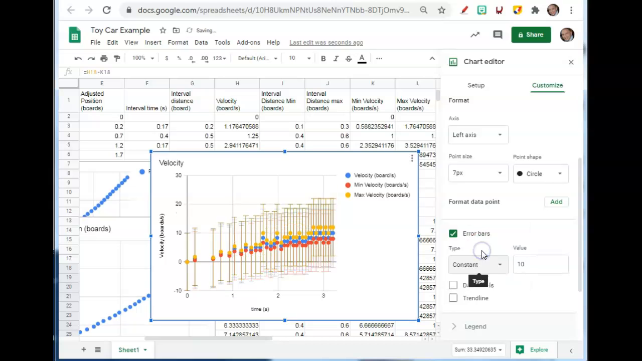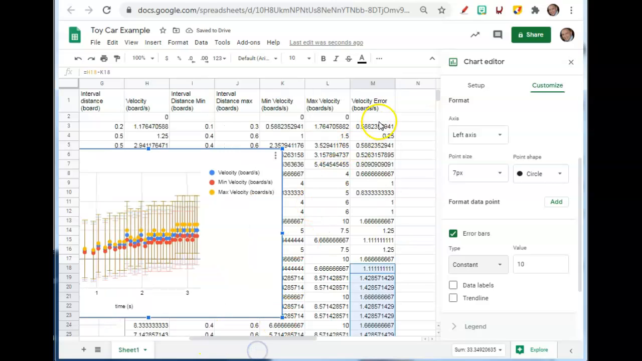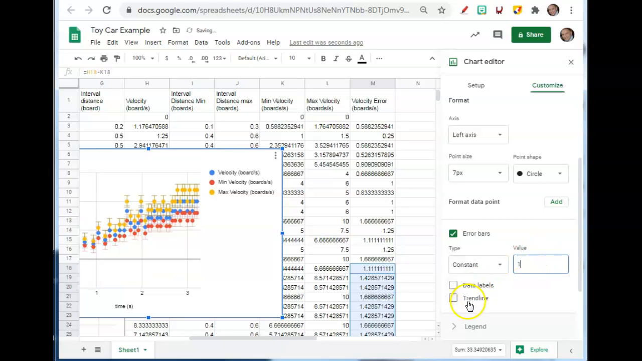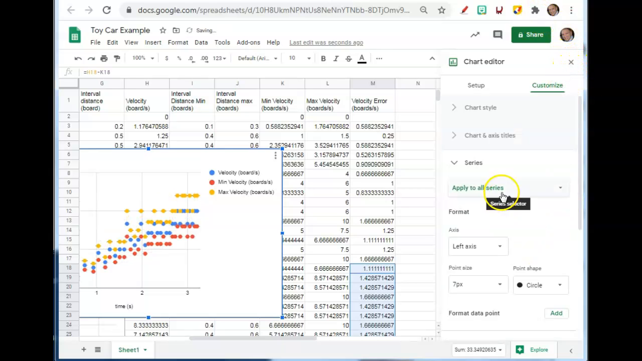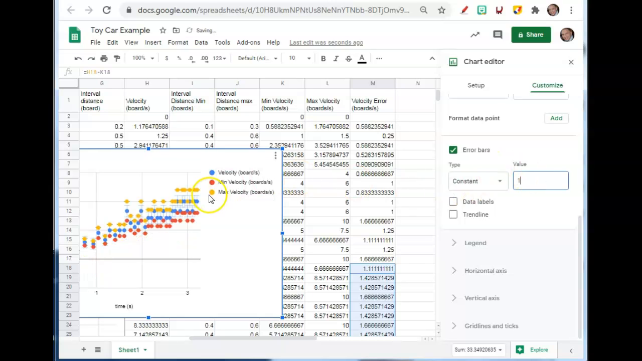So right now if we look at constant, and if we look at our values here, our errors tended to be all over the place. But let's just look here. We'll just put a 1 in here to see what happens. And, oh, I did it to the wrong one. We want to do this not to all series, but just to the velocity. And we'll put a constant value of 1 in there for the error bars. And so you can see how there's error bars made, but they're not always in between the actual error points we have.